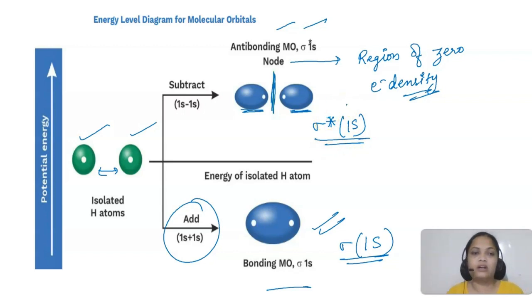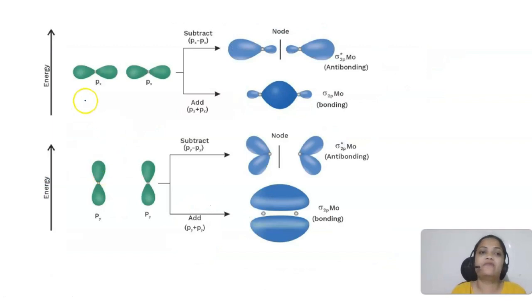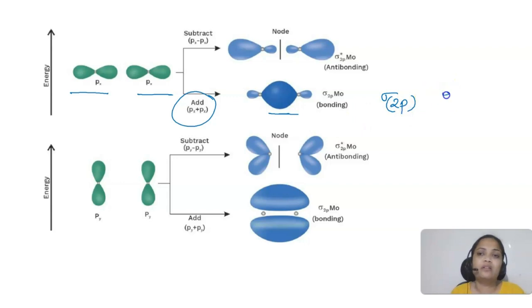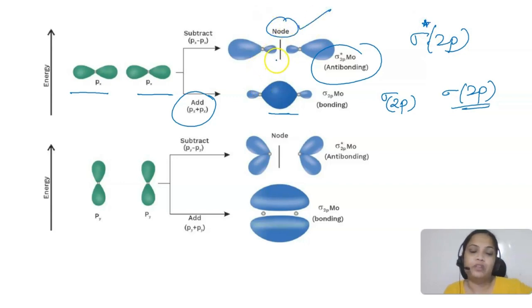So this is for the s orbitals, which form a sigma bond. Let's say I am having p orbitals. How will p combine? Let's say we have two p orbitals of the same orientation, px with px, py with py, pz with pz. If they add up, you will get the sigma 2p molecular orbital. This is the sigma 2p bonding molecular orbital, and this is the sigma 2p anti-bonding molecular orbital, which also has a node. You can see it is formed by the subtraction. All right, so this is the head-on overlap.